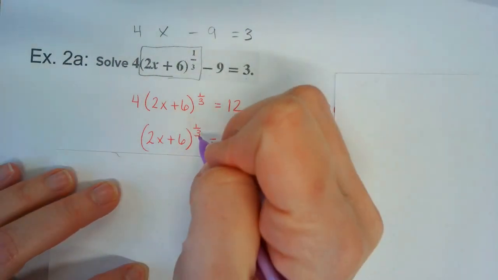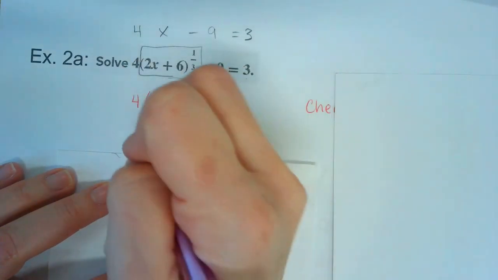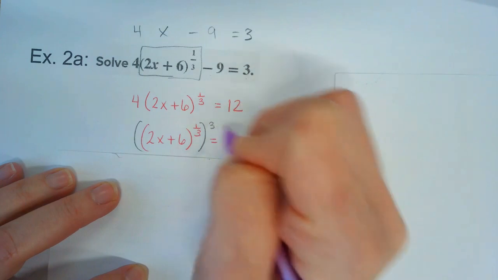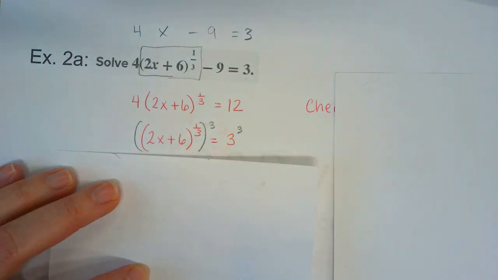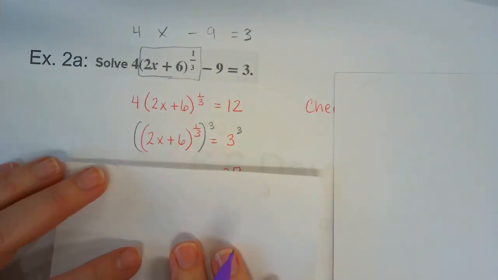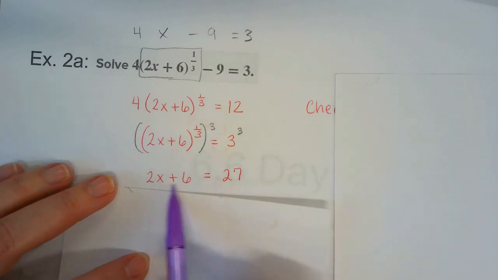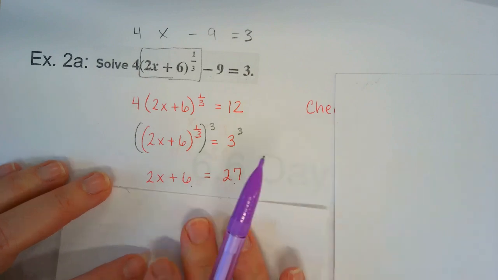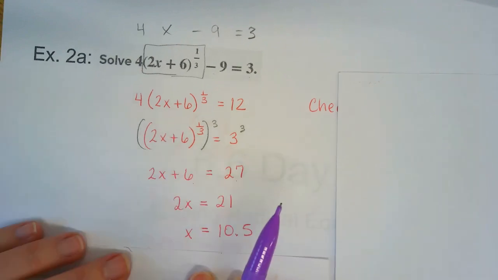So now, the opposite of the third root is that I want to do the power of 3. Right? So a cube root, I'm going to be doing cubes. So I'm going to be left with 2x plus 6. Cube my 3, I get 27, minus my 6, divide by 2.